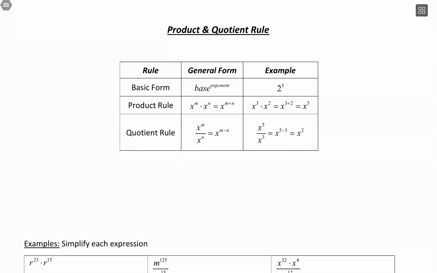We're going to look at different ways to simplify expressions that involve exponents. So we're going to look through some different rules. We're going to start with the product and quotient rule.